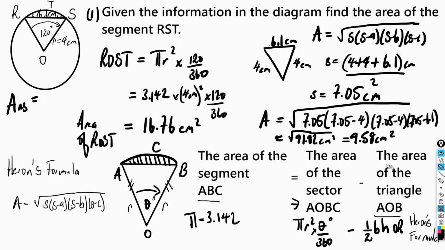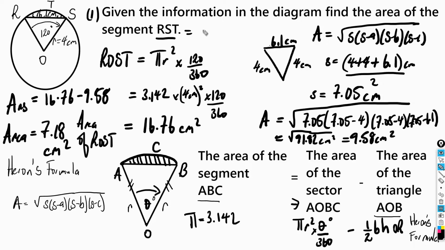All right, guys, so to find the answer, all we have to do is subtract the area of the triangle from the area of the sector. So we're going to end up with 16.76 minus 9.58. Cool. And all we need to do is put that in our calculators. And the answer should be 7.18 centimeters squared. All right, guys. So this should be the answer for the area of the segment RST. So the area of the segment RST is equal to 7.18 centimeters squared.